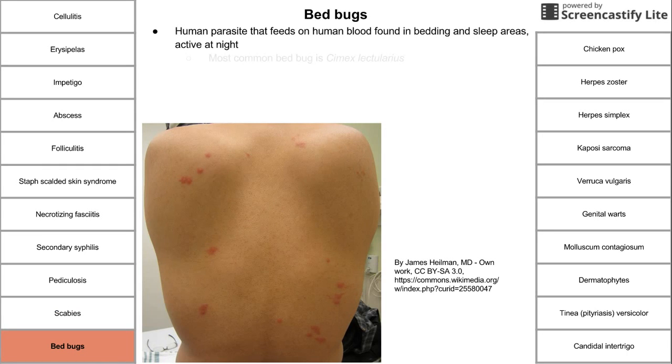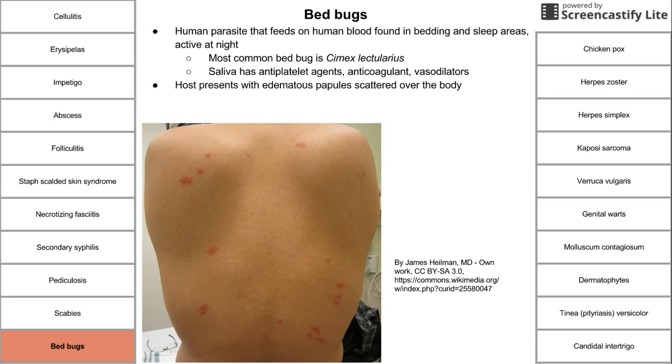Bedbugs are another infestation. These are human parasites that feed on human blood. They're found in bedding and sleep areas, and they're often active at night. The most common bedbug is Cimex lectularius. The saliva of bedbugs has antiplatelet agents, anticoagulant agents, and vasodilators that help them get access to your bloodstream. The host presents with edematous papules scattered all over the body, as you can see in that image here.